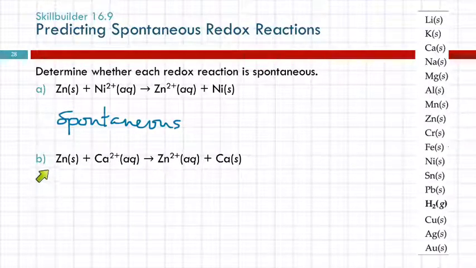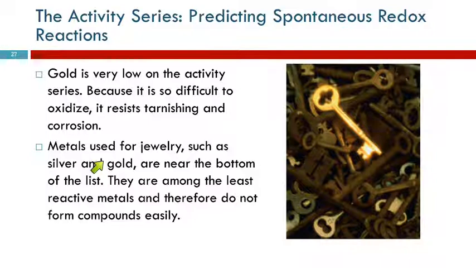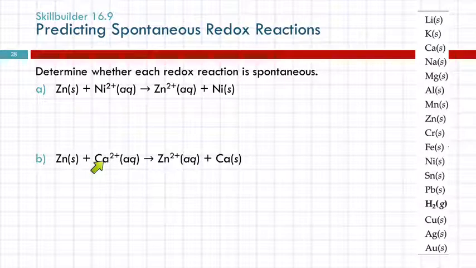And then we're also asked to look at zinc and calcium. Again, you're looking at who is higher on the list. Who's more macho, zinc or calcium? Calcium. Who brought the girl, zinc or calcium? Calcium did. This is his positive charge with the girl, right? Calcium brought the girls. Is calcium going to let zinc take him away? No. So this reaction is not going to happen. So we say it's not spontaneous.